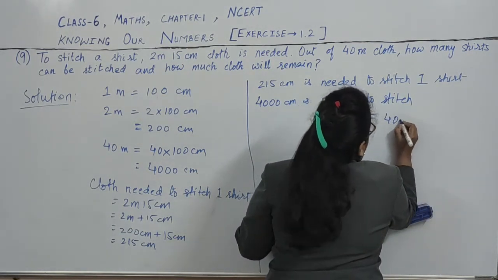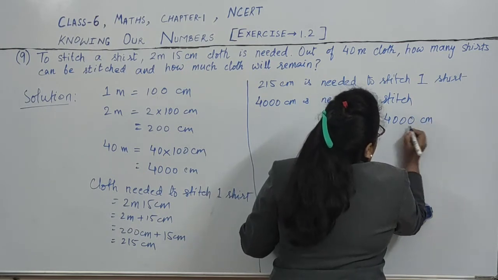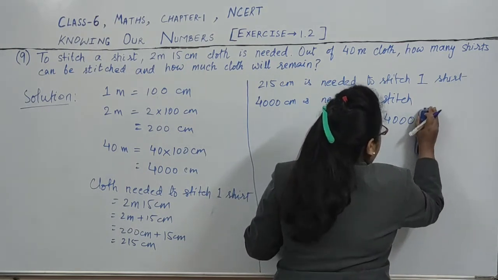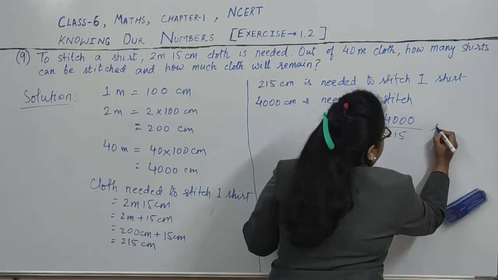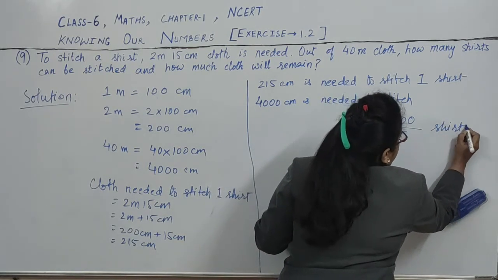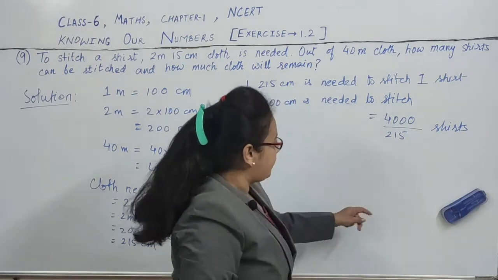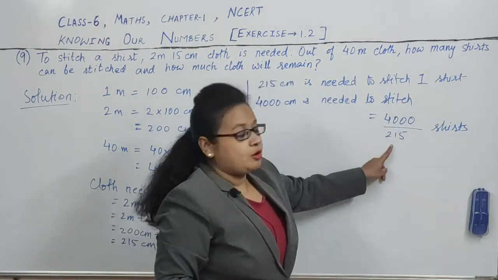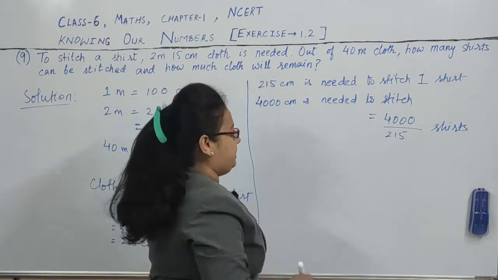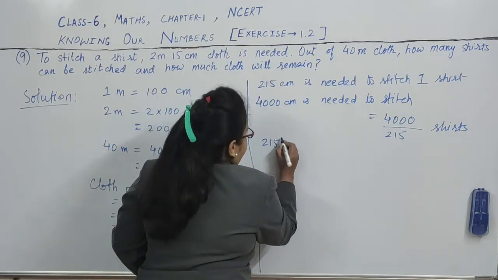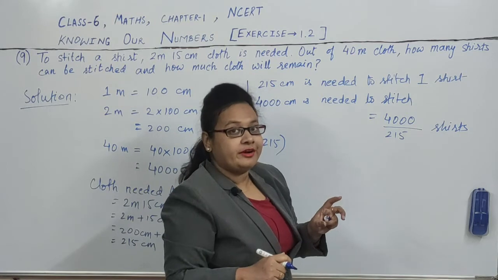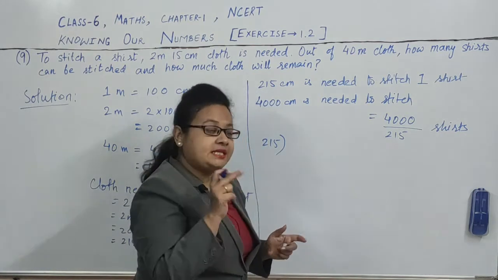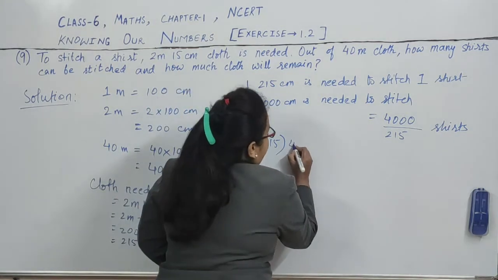So 4000 centimeter divided by 215. This many shirts can be stitched. We have to divide 4000 by 215 centimeter. We will divide it here, and then we can find how many shirts can be made and how much cloth will remain. The remainder will show us how much cloth will remain.